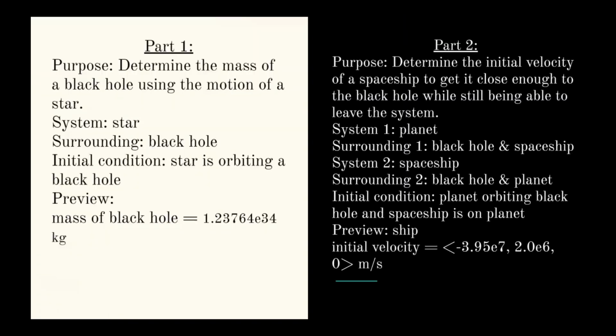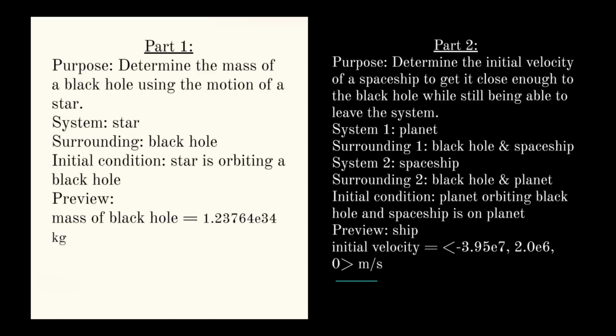For the introduction, there are two parts to this lab. Part 1, the purpose is to determine the mass of a black hole using the motion of an orbiting star. The system is the star and the surrounding is the black hole. We have initial conditions where we know the star's mass and it is orbiting a black hole. And then for the preview, we found that the mass of the black hole is 1.23764 e34 kilograms.